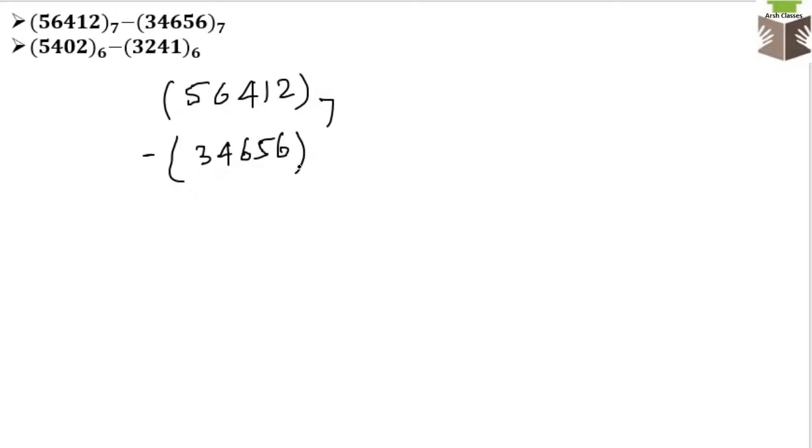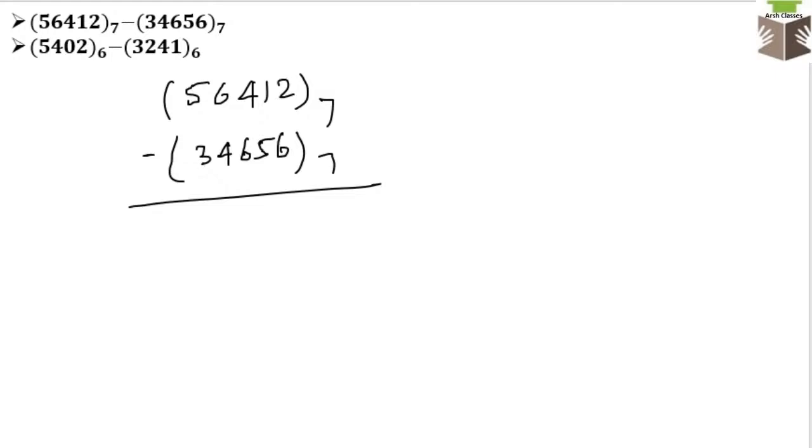Chalo, moving to this question. The subtraction, as fast as you can do it in base 10, that much faster you can do it in any base. So 56412 is written in base 7, and subtract 3 4 6 5 6 also in base 7. Just quickly write your answers, as fast as you can solve in the decimal system, that much fast you can solve in any base system. Just quickly write your answers, what you are getting here.